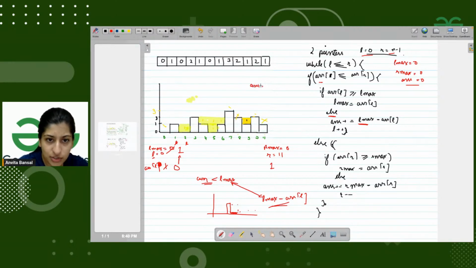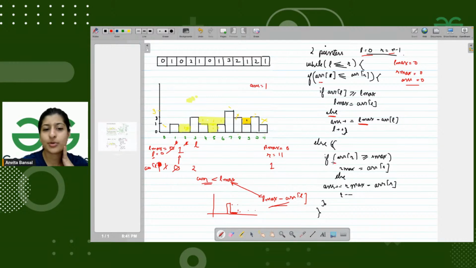So answer was initially 0. Now it has become 1 because 1 water I have taken from this position, and move your L to the next index. Now what is ARR of L? ARR of L is 2 right now. ARR of R is still 1. Now you will go to the else condition because your left tower is greater than your right tower. So that is handled by the right else condition.